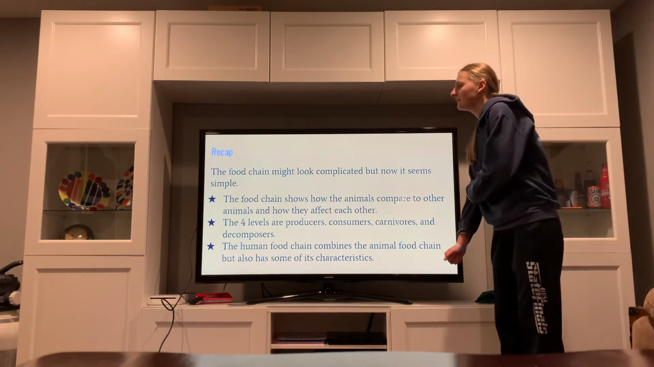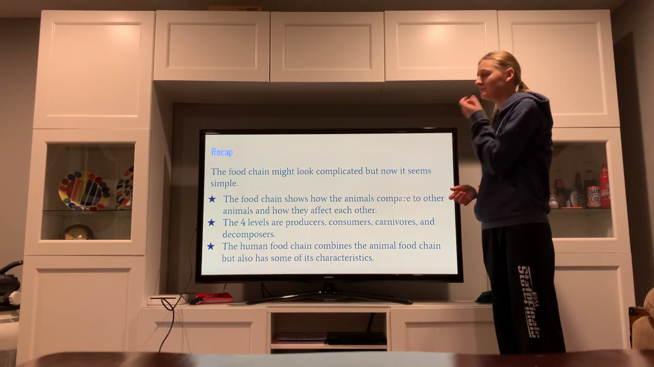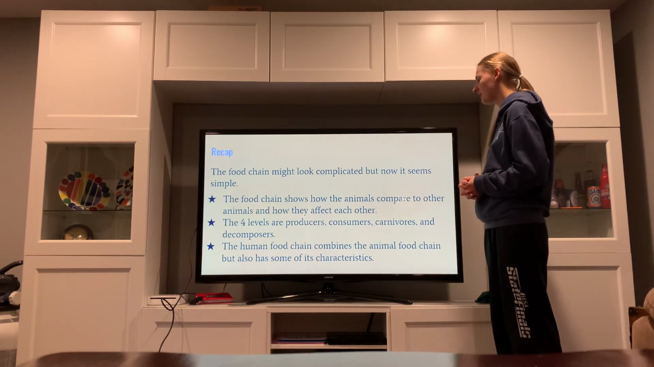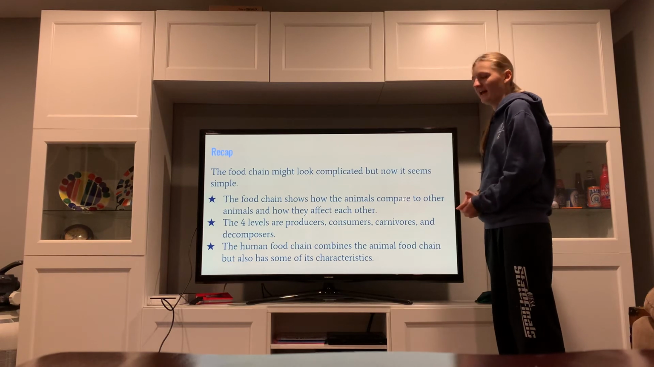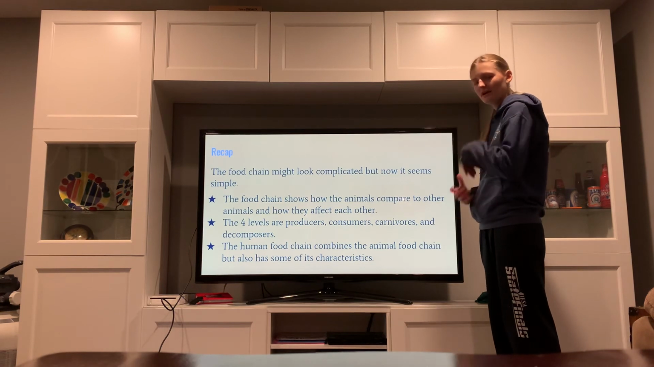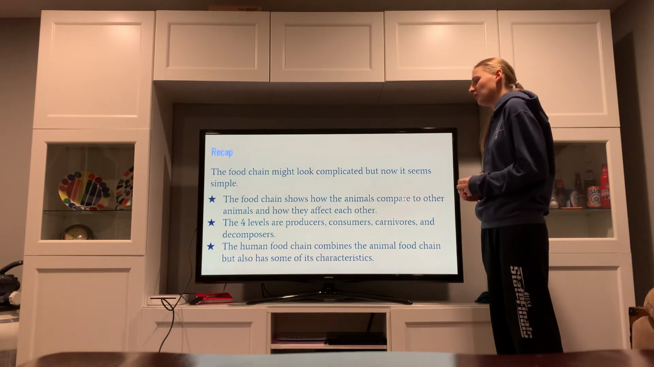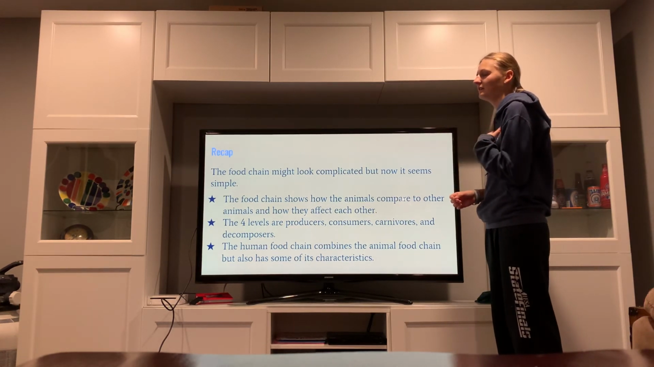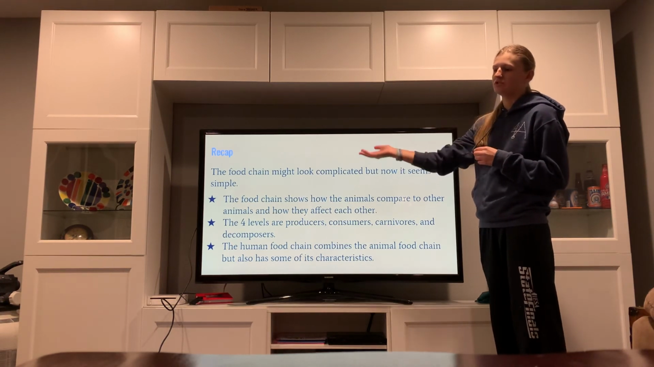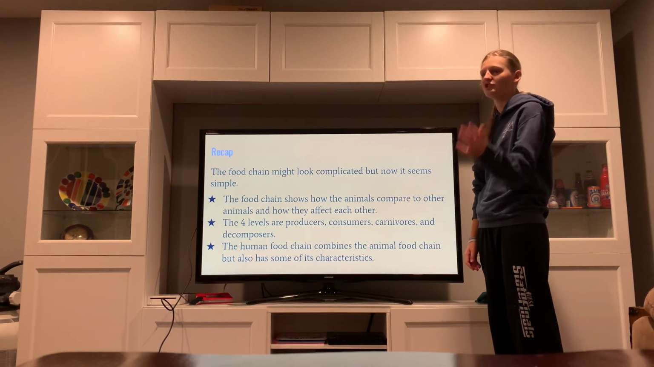So just a real quick recap. The food chain might look complicated, but now it seems simple after you know the basics. The food chain shows how animals compare to other animals and how it affects each other. If you take one animal out of the middle, the chart cannot really finish. It's like a puzzle. It's hard to take out the herbivore because the carnivores can't eat meat or can't eat plants. It's just hard for the chain to continue.